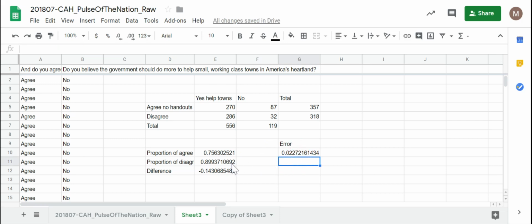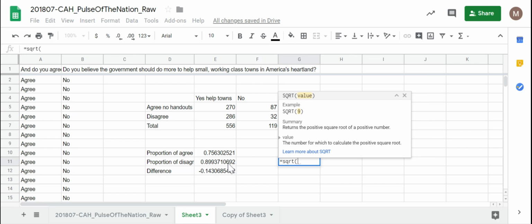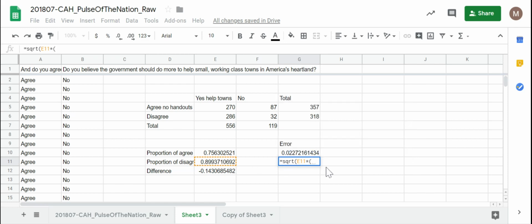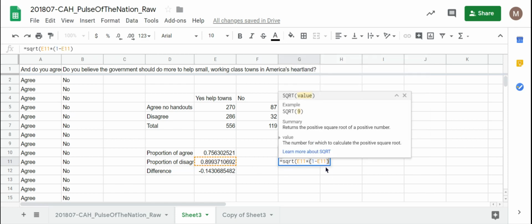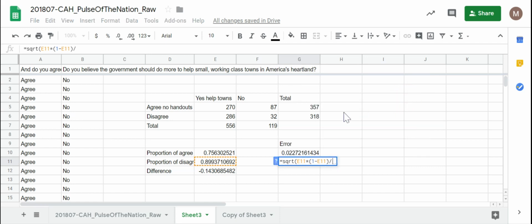And for the people who disagree, slightly different proportion, again, equals the square root, the SQRT of my proportion here in box E11, times the complement of my proportion. This is P hat and this is Q for those keeping track. 1 minus box E11 divided by the total number of people in that group, which in this case is 318. Close parentheses, enter. A slightly tighter margin of error. Even though there's fewer people in the group, the higher proportion, the smaller the margin of error tends to be. Now I want to graph this.